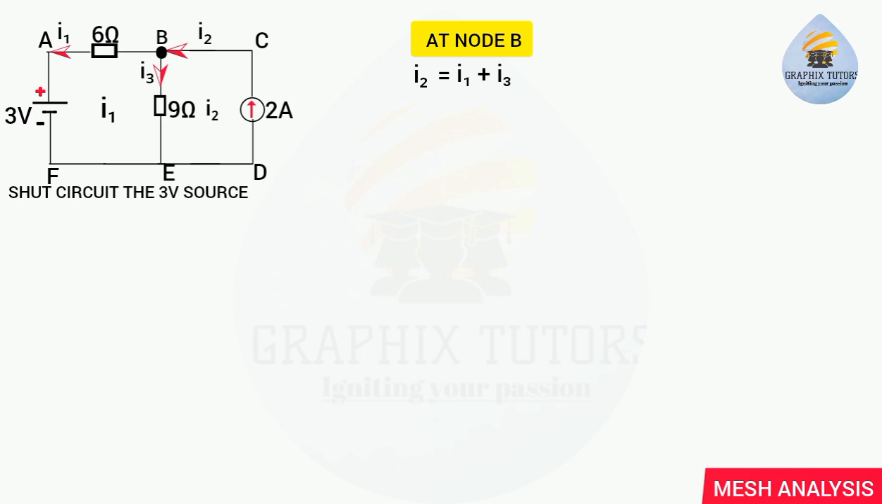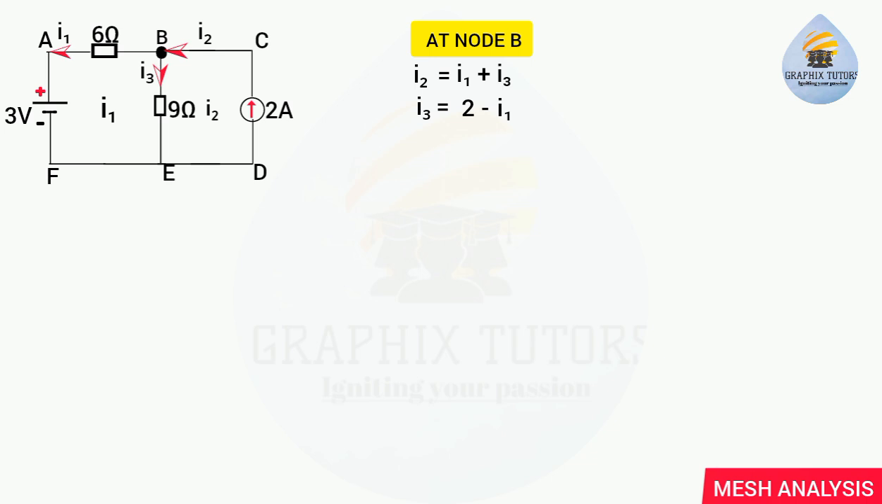Now, if I make I3 the subject of the formula, I3 equals I2 minus I1. Now, what is I2? We already know I2 is this current source here, which is 2 amperes. So we say I3 is equal to 2 minus I1. So that is my I3, and what I'll put here to represent I3 is 2 minus I1.